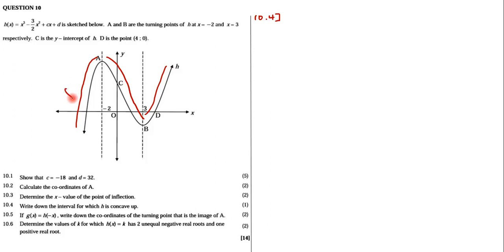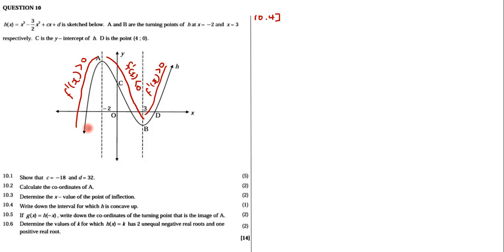So if it is increasing, it means your derivative will be greater than 0, or it will be positive. Then if it is decreasing, your derivative, notice that we're talking about the first derivative here, will be less than 0. Now, the concavity speaks to the second derivative.